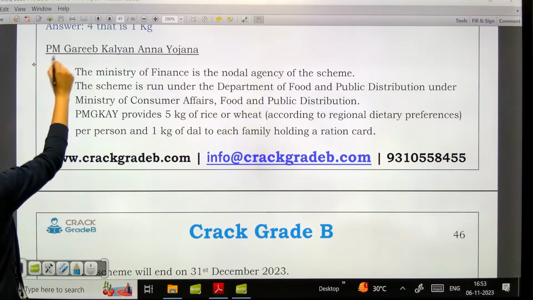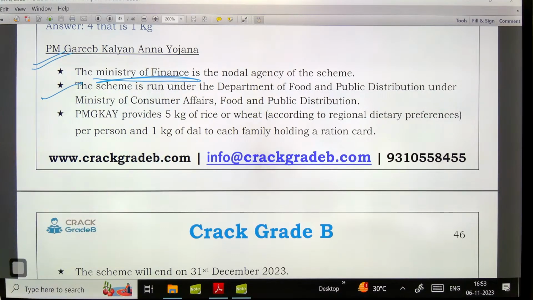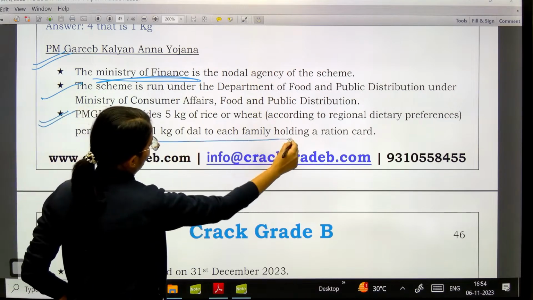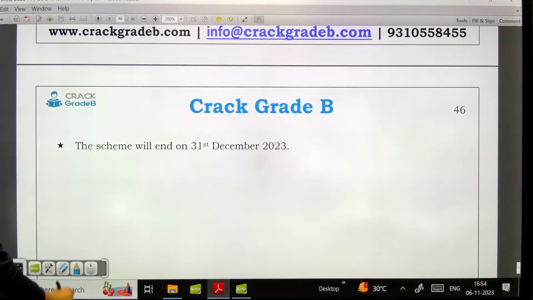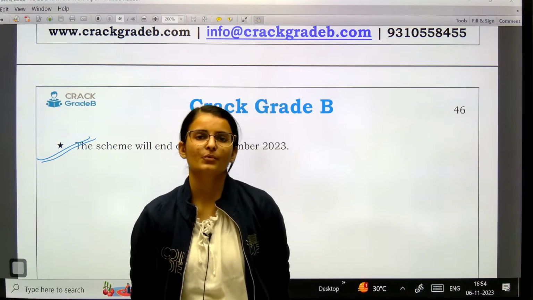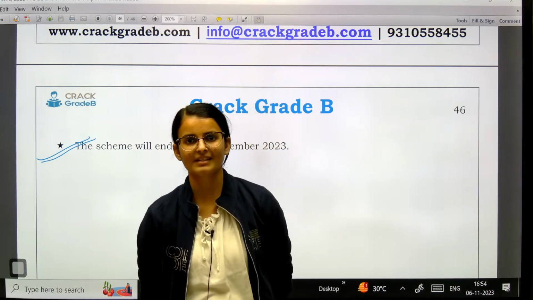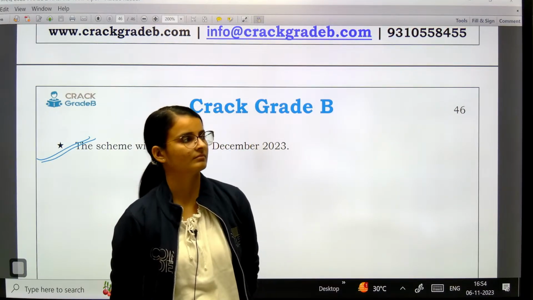Some details about Garib Kalyan Anna Yojana. The nodal ministry is the Ministry of Finance, okay, and the scheme runs under the Department of Food and Public Distribution under the Ministry of Consumer Affairs, Food and Public Distribution. Now it provides 5 kg of rice or wheat according to regional dietary preferences per person, and 1 kg of dal to each family holding a ration card, as per ration card, okay. And the scheme will end on 31st December 2023, and recently, a day before, it was proposed to extend the Garib Kalyan Anna Yojana scheme for the next 5 years, that is till December 2028, okay.